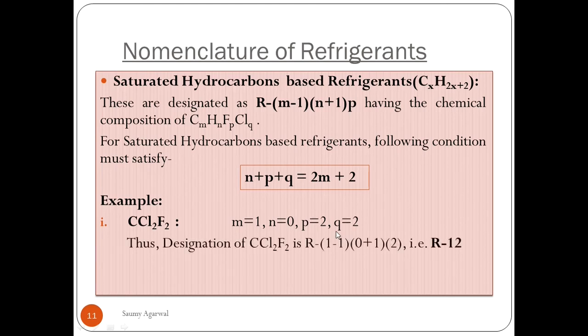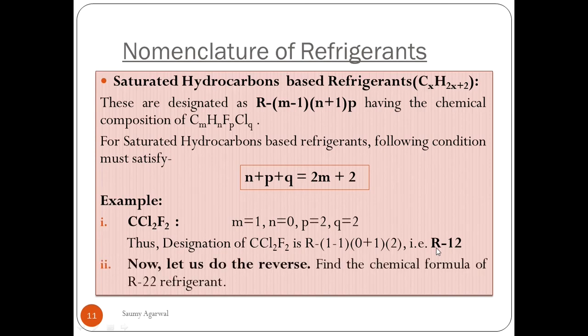So now what will be the designation? The designation of this CCl2F2 is R, m-1, where m is 1, so this is 1 minus 1. Then this is n plus 1, n is 0, so this is going to be 0 plus 1, and then p, where here is 2. So we get R012, which can be written as R12. So the CCl2F2 is your R12 refrigerant.